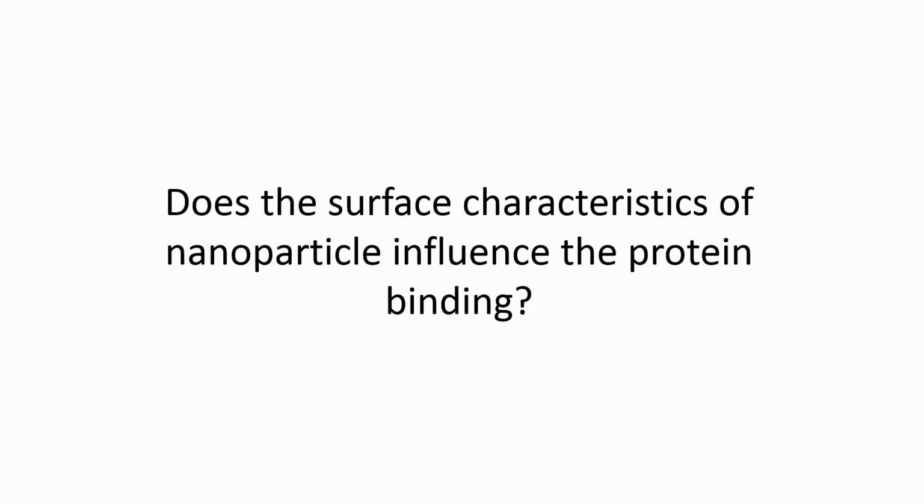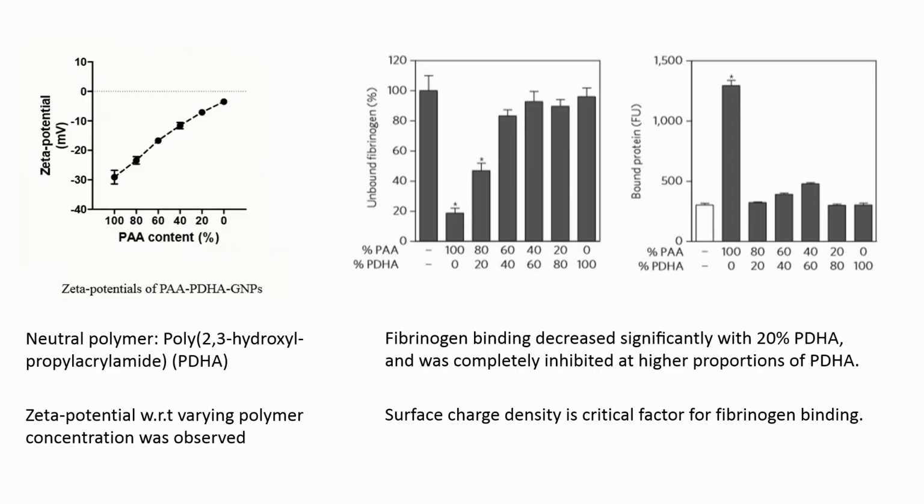And so, do these surface characteristics actually influence the protein binding? So what they did is now they changed the surface. In this case, when they made these gold particles, they kept on decreasing the PAA concentration. The PAA, as I said, is polyacrylic acid, which is highly negatively charged. So when you use 100% PAA, you get a fairly highly negative charged particle. Zeta potential is a way to measure the charge, and as you decrease this PAA amount, the charge increases because this negative charge is going down.